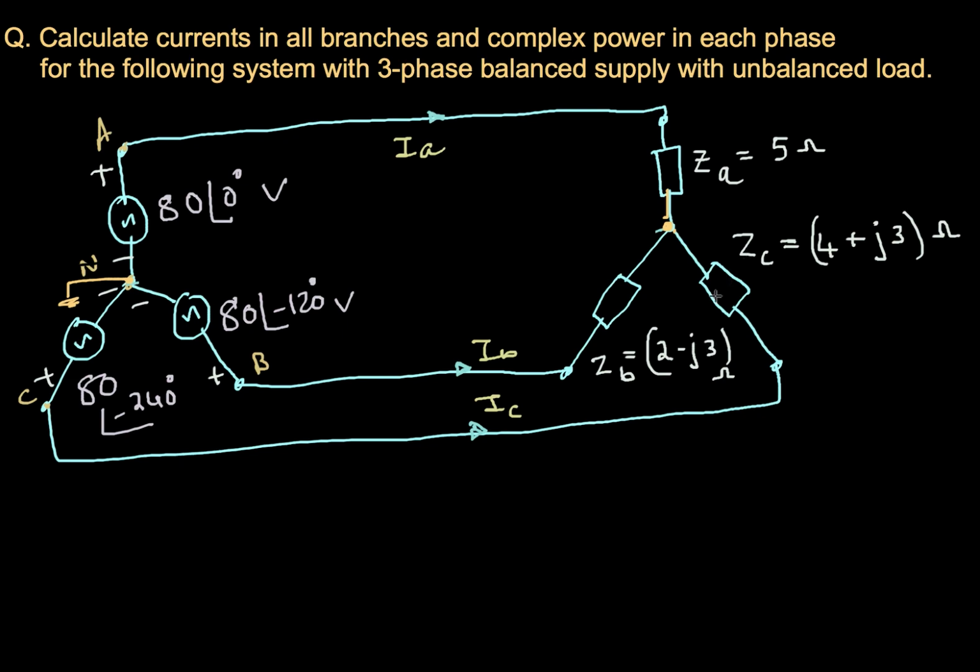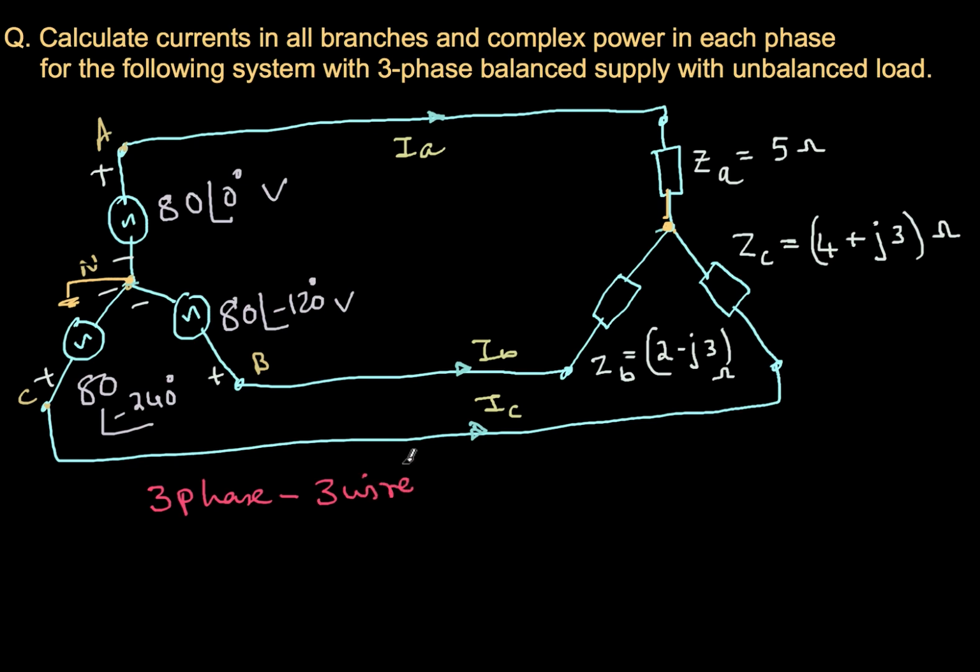Why is it an unbalanced load? Because the impedance in A phase is purely resistance, 5 ohms. Impedance in B phase is 2 minus j3, that is capacitive because minus is there. And the impedance in the C phase is 4 plus j3, which is the reactive impedance. So different impedances are there, and that will result in an unbalanced load situation. Earlier we had considered a 3-phase 4-wire system. Now we have a 3-phase 3-wire system.